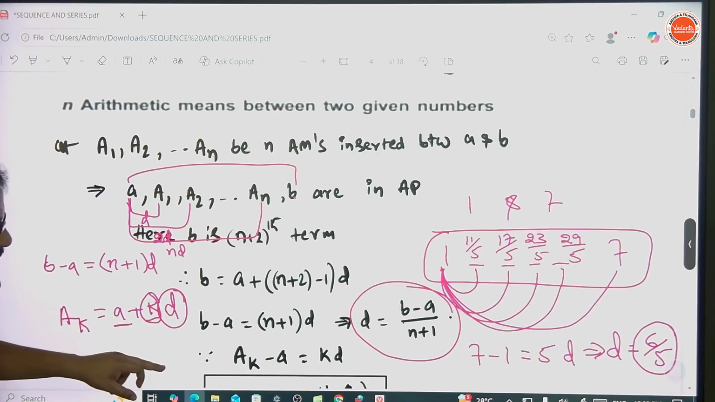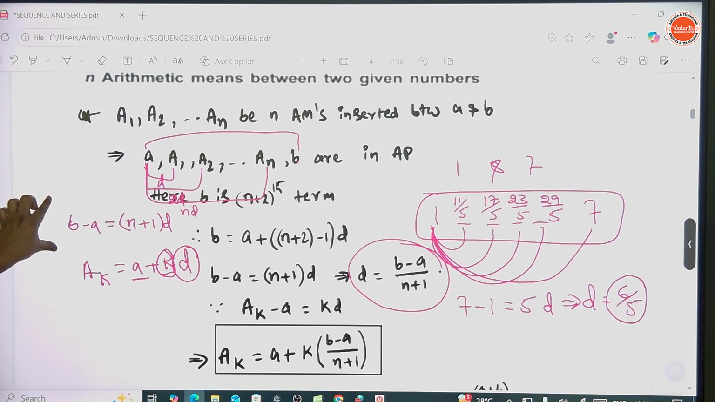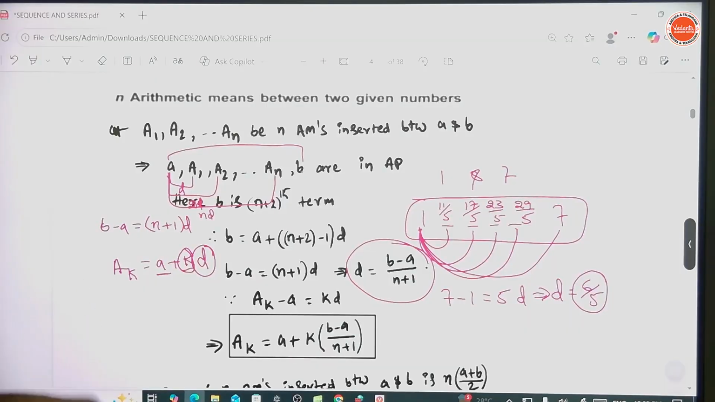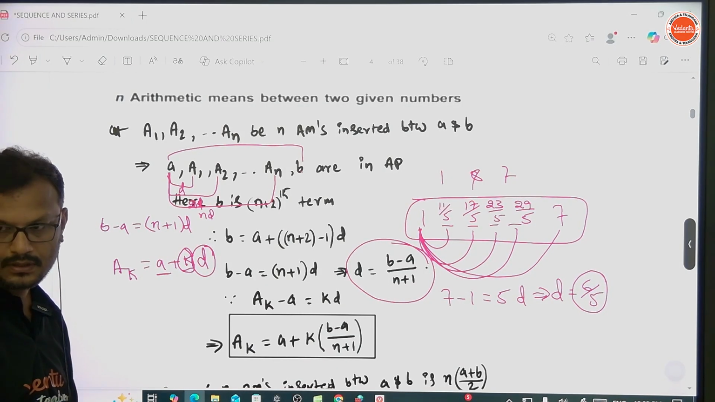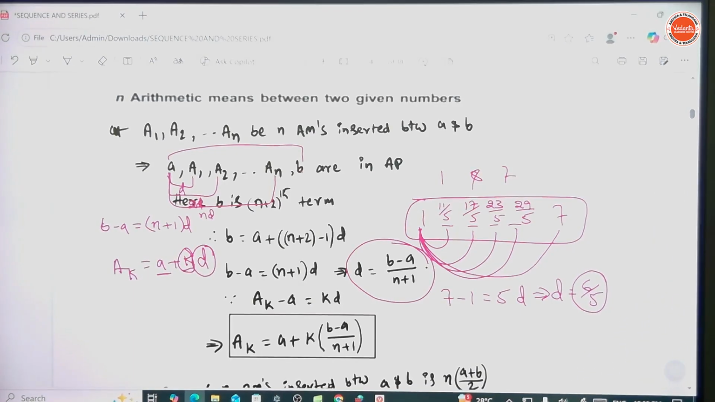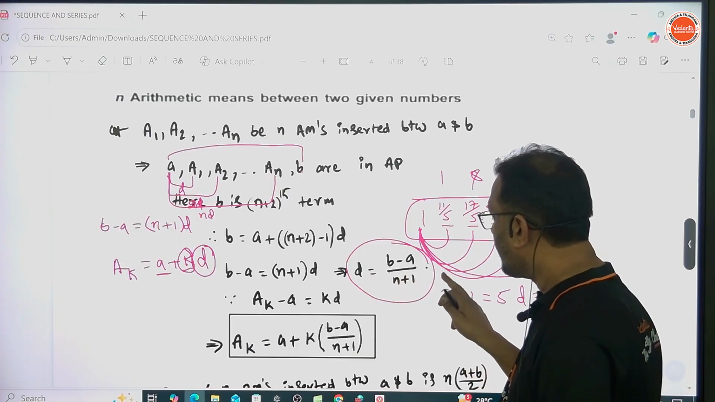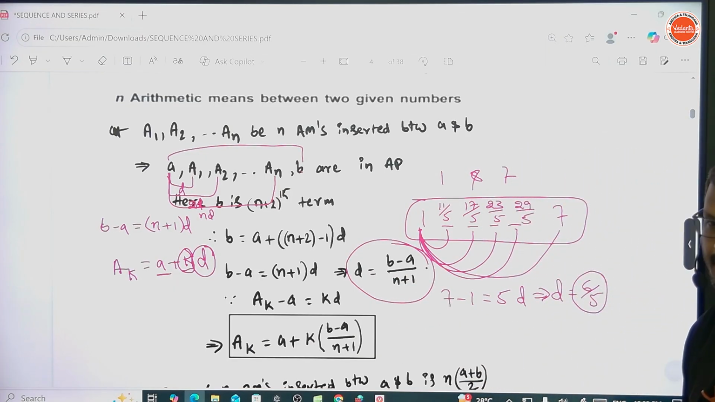Is it clear? So therefore, finally, what you can say, if we have A and B, two numbers, between those two numbers you are going to insert n numbers. Out of those n numbers, if you want to find a particular term from the beginning, you will use this formula, that is A plus k into D. The D value is (B minus A) by (n plus 1). Fine.